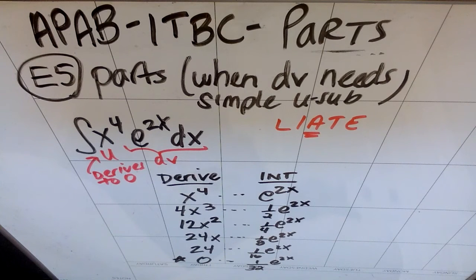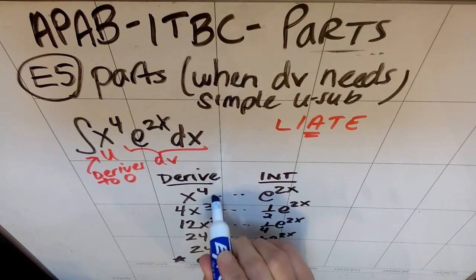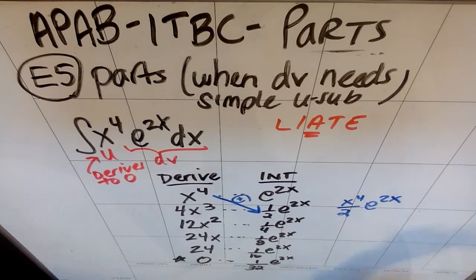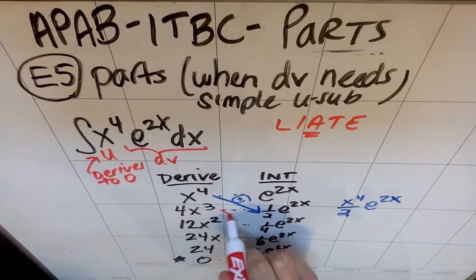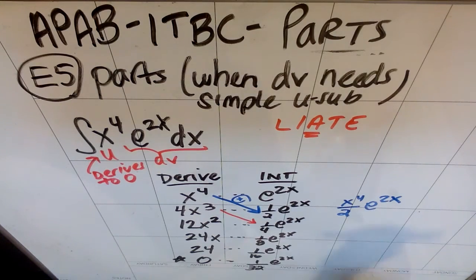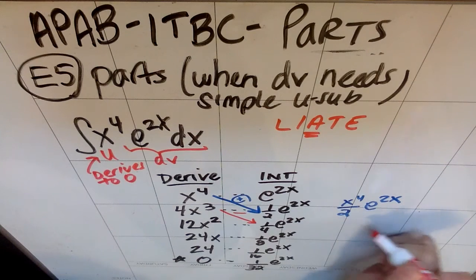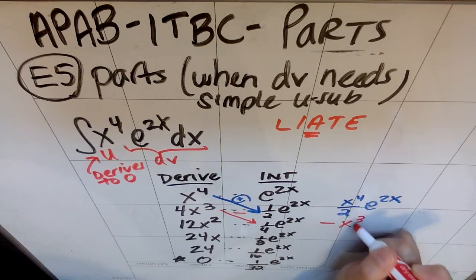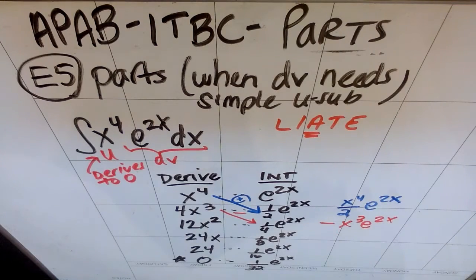Okay, cool. So now I'm going to go ahead and use my shortcut, right? From the x to the 4th down to the 1/2 e to the 2x, that's going to be positive, right? So I'm going to have an x to the 4th over 2 e to the 2x. That's my positive term, right? Then from the 4x cubed down to the 1/4 e to the 2x, that's going to be negative, right? So I'm going to get minus, well, the 4 over 4 is just a 1, so I get an x cubed e to the 2x, right?